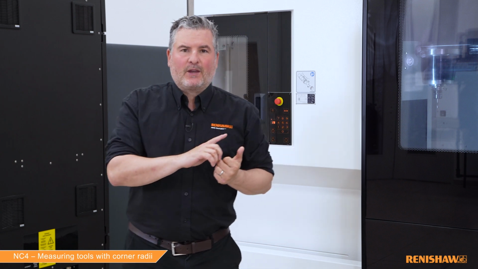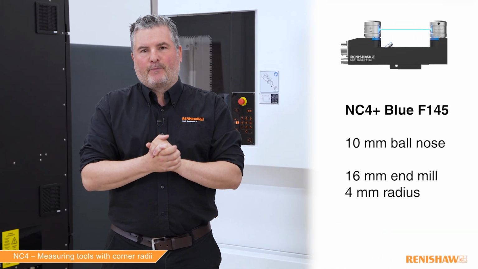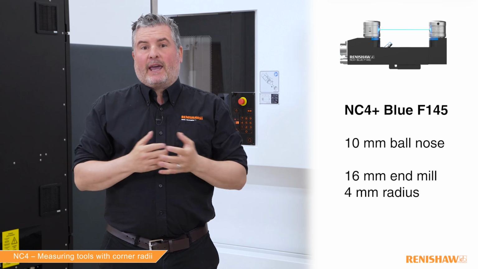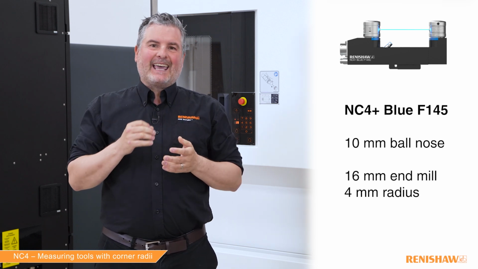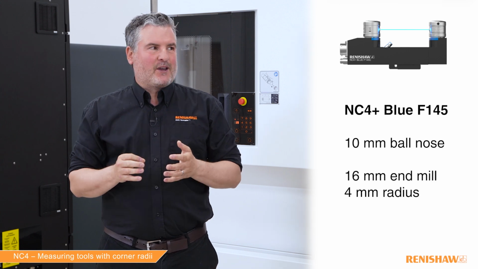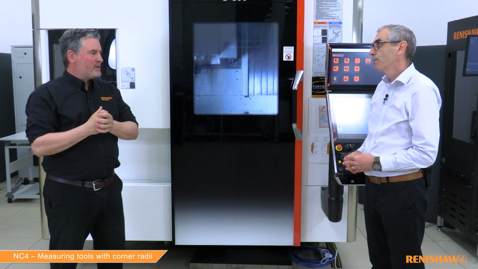So on the machine today, we have an NC4 Blue. It's an F145, and we would like to measure a 10mm bore nose and a 16mm end mill with a 4mm radius. So let's start with the 10mm bore nose first.